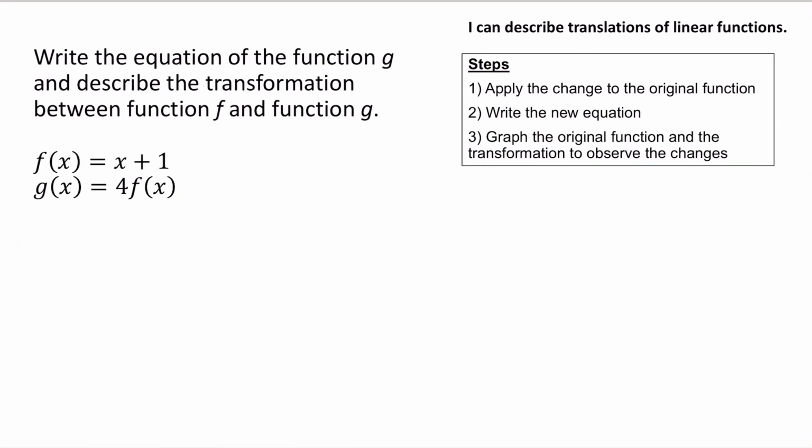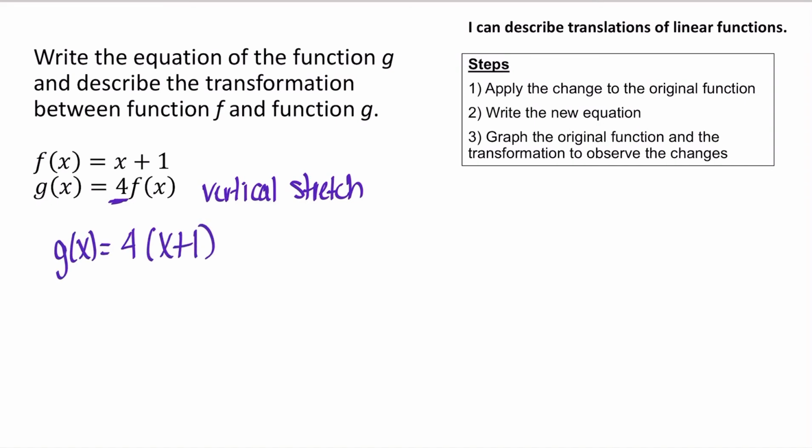So let's write the equation of the function g and describe the transformation between function f and function g. So we have 4 times f of x. I know that this is going to be a vertical stretch, but let's just write the equation and look at the graph to make sure. So I have g of x equals 4 times f of x, which is x plus 1. I can distribute the 4, so I get 4x plus 4.